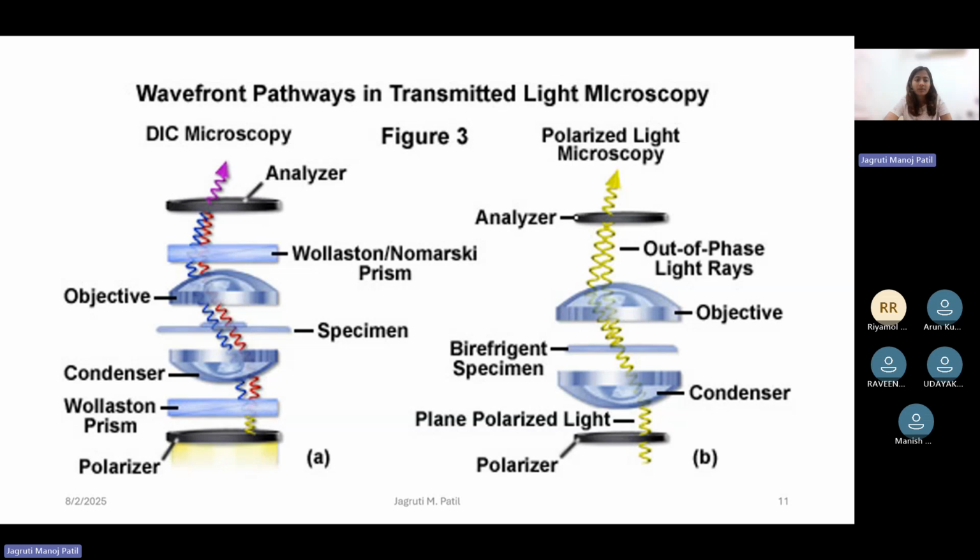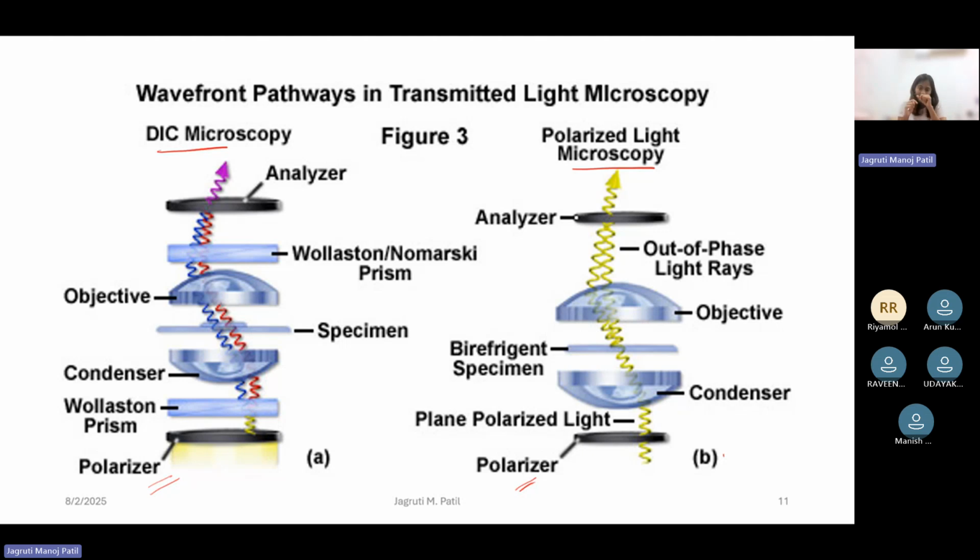Right? Now, there's only one difference between this DIC microscopy and polarized light microscopy. What's that difference? Here you used a polarized source. Here you're also using a polarized source. Here you were just passing it through a prism, right? Here you're not. When you're not passing it through the prism, there are differences in phases. So phase shifting is happening.